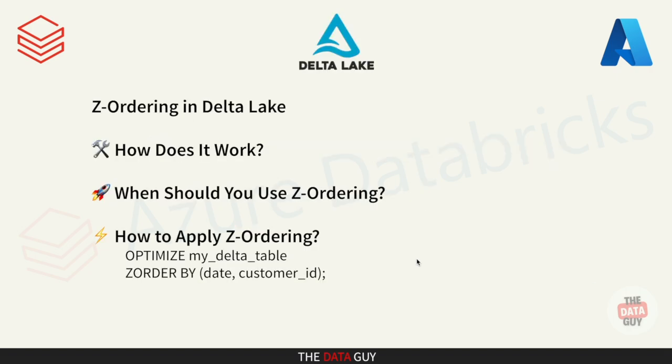Imagine you have a large data set and you frequently query it based on specific columns, for example, date, customer ID. Without proper optimization, Databricks might scan more data than needed, making queries slower. So Z ordering is a technique in Databricks Delta Lake that reorders data in a file to group similar values together, reducing the amount of data scanned during queries.